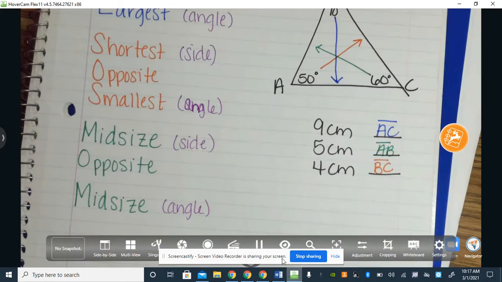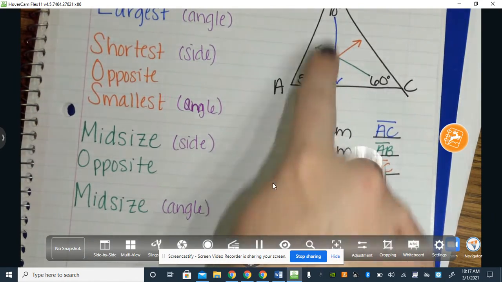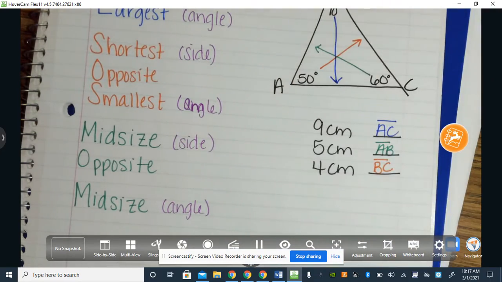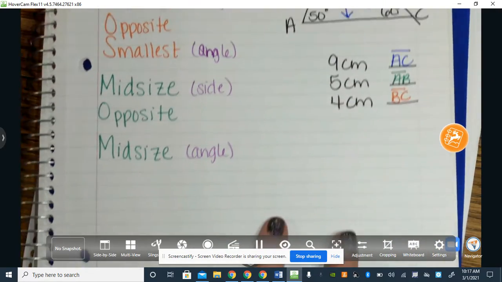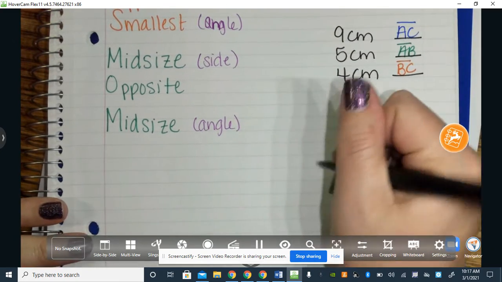Okay, so let's start back. All right, so we've already figured out our angles and correspondent to what our sides would be. I'm recording. All right, so let's look at another triangle real quick.